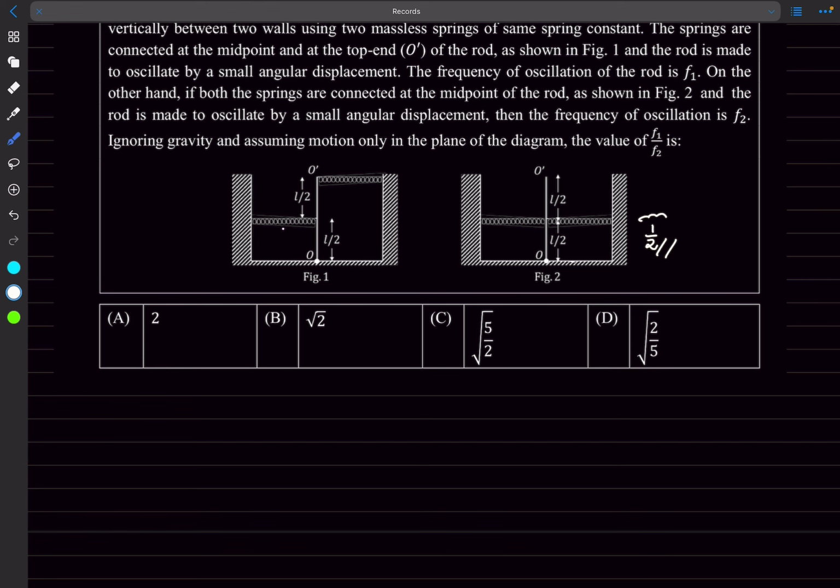Here the force on this spring is once again KL by 2 theta multiplied by L by 2. So we have a factor half, and this will get added with this spring, which is elongated by L theta, and KL theta into L is the net torque because of this spring.